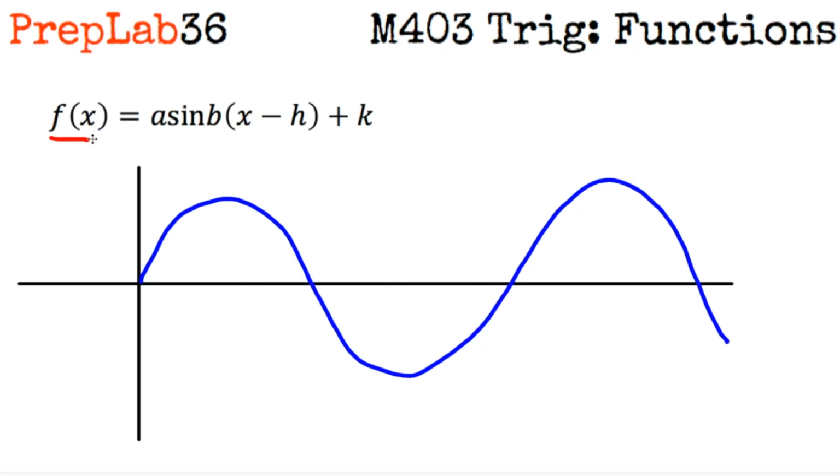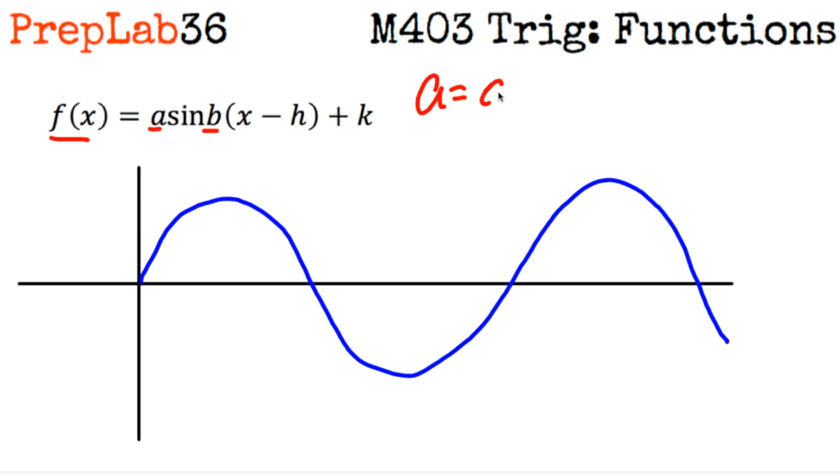Let's take a look at the sine wave, or the graph of a sine function, in detail. F of x equals a sine of b times the quantity x minus h, plus k. Each of these has a function. We already talked about amplitude. A is equal to the amplitude. Whatever is multiplied by the sine function is the height from the center line to the graph. That's the amplitude. It's half of the minimum to the maximum.